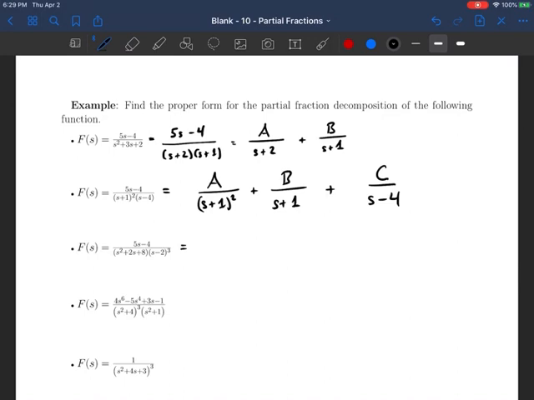All right, now let's try it again. Here we have a triple linear factor, and we have what looks like an irreducible quadratic. Now, you should always check to make sure that your irreducible quadratic really is irreducible by seeing if it has real or complex roots. All right, so give that a try, pause, and see what you got.